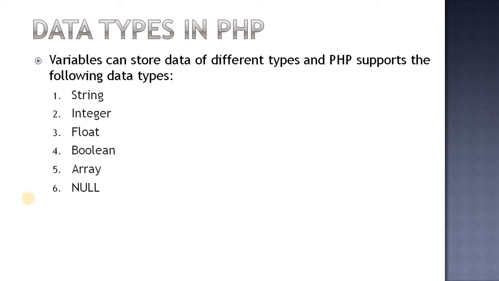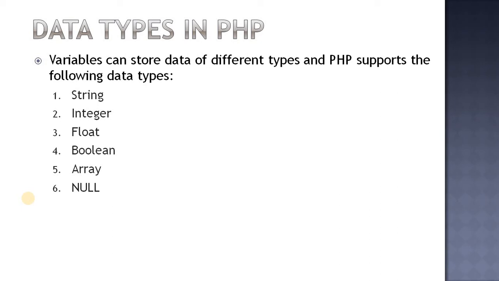String. When we are using the string data type, we can store alphanumeric values. For string data type, you have to include the value inside double quotes or single quotes. Integer. Integer is going to store numeric values without a decimal point. Third one, float. Float is going to store numeric values with a decimal point. Fourth one is boolean. Boolean has two values, true and false. Fifth one is array. Later in the chapter, we are going to study about array in detail.